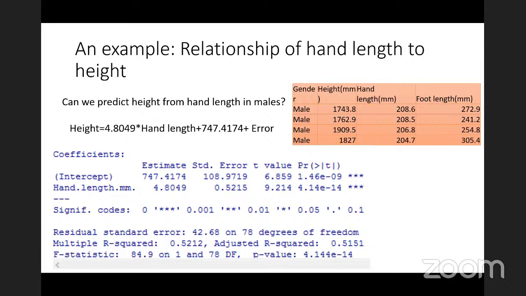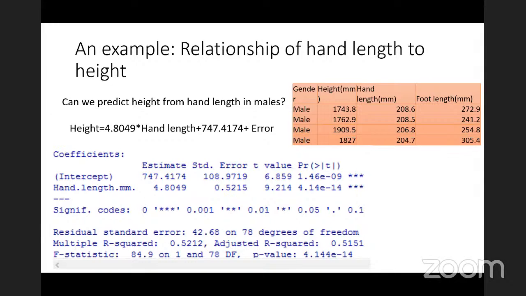Over here, both the height and hand length are in millimeters. So the height in millimeters is equal to 4.8 into hand length in millimeters plus 747 plus error. Had the units changed, the value of the intercept also would have changed.